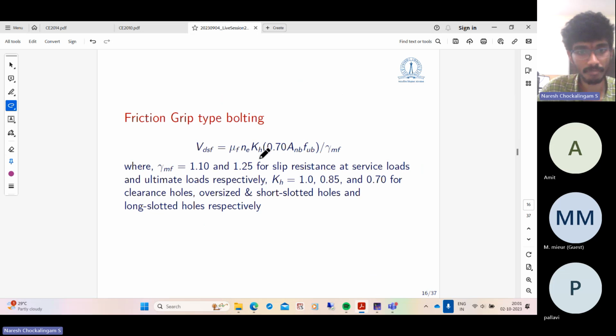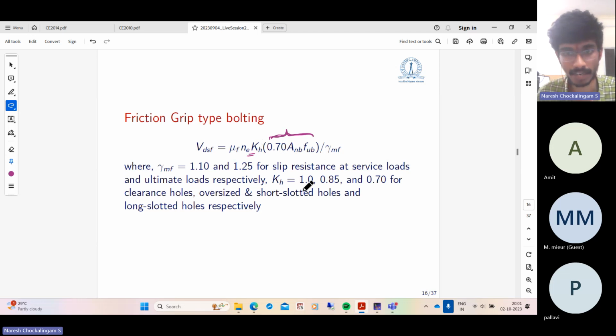So in the case of friction grip bolting, we just have, as I say, ne is the number of interfaces resisting friction. And this is the bolt force. This is the force in the bolt. An into fub into 0.7 is the proof tension force in the bolt.